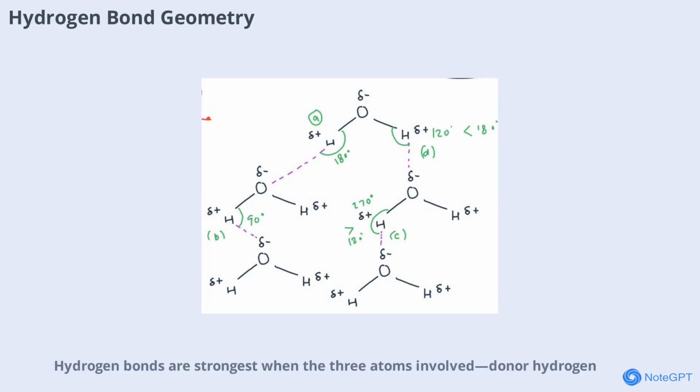Hydrogen bonds are strongest when the 3 atoms involved, donor, hydrogen, and acceptor, are aligned in a straight line. This geometry allows for maximum overlap of orbitals, resulting in a stronger interaction. In biological systems, this alignment is often achieved in the secondary structures of proteins and in the base pairing of nucleic acids. The directionality of hydrogen bonds contributes to the specificity and stability of molecular interactions.